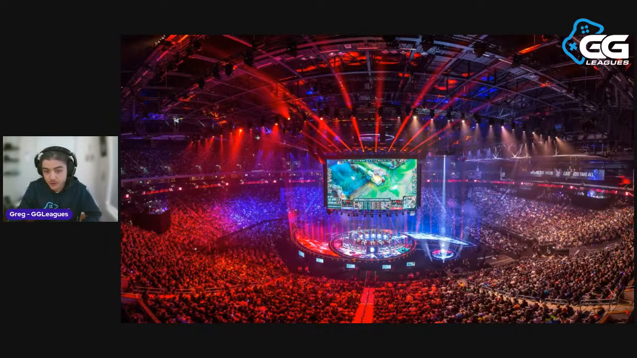This picture here also shows a League of Legends World Championship, I believe from 2016 or 2018. But this also shows just how much interest there is in actually attending some of these esports tournaments as well.